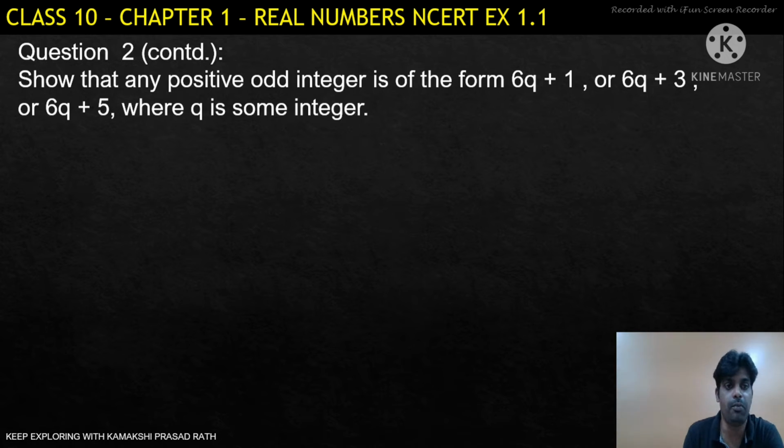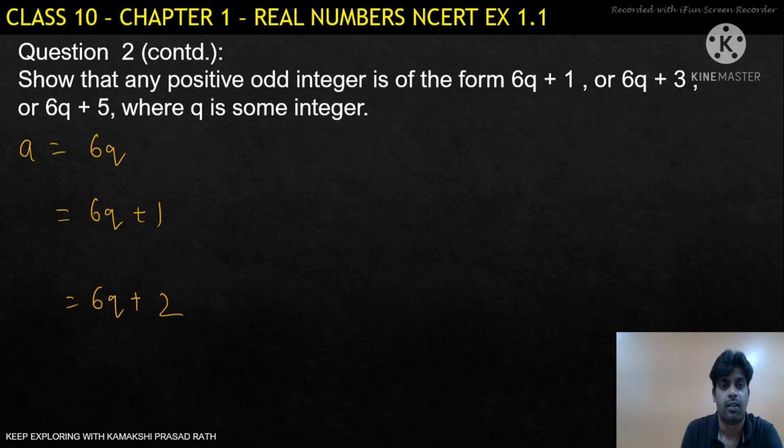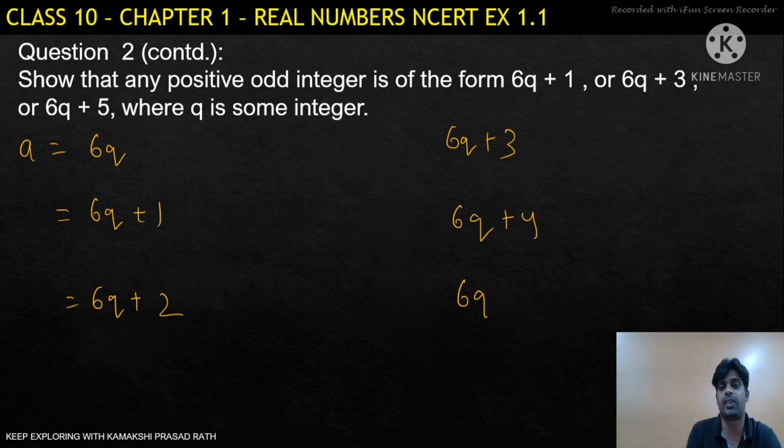So let's take the forms. First is 6q, so a equals 6q. Another one we have 6q plus 1. Then we have 6q plus 2. Then we have 6q plus 3, 6q plus 4 and 6q plus 5. So these are the options we are having. So the remainder will be 0 to 5. So let's check each of them.